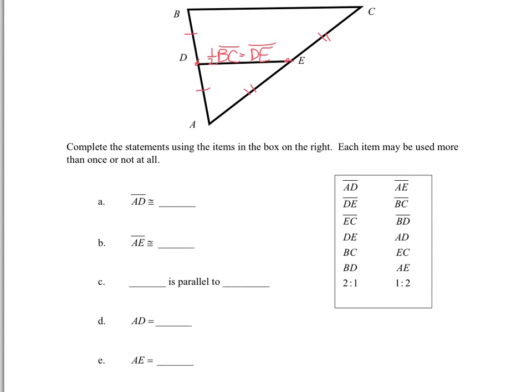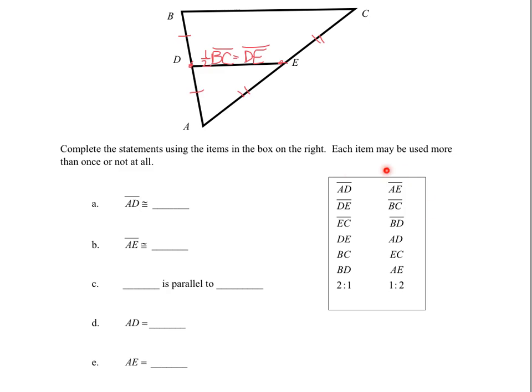So they want you to complete the statements using the items in the box on the right. Each item may be used more than once or not at all. So AD is congruent to, and we can see that AD is going to be congruent to BD. Because we're talking about a line segment, the line segment is congruent. The measure of the line segment is equal. So AE is going to be congruent to line segment EC.